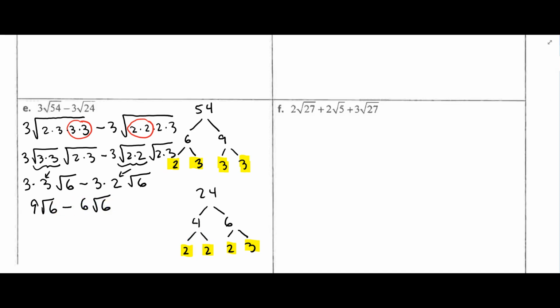So now notice I have the same radical here. So this would be similar to doing 9x minus 6x, which would be 3x. So if we apply that over here, 9 root 6 minus 6 root 6 is going to be 3 root 6.